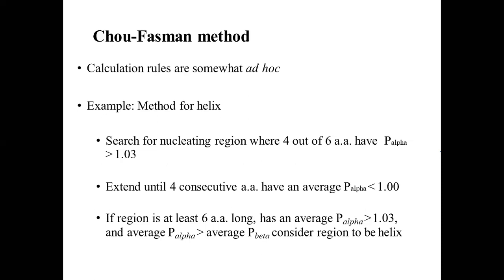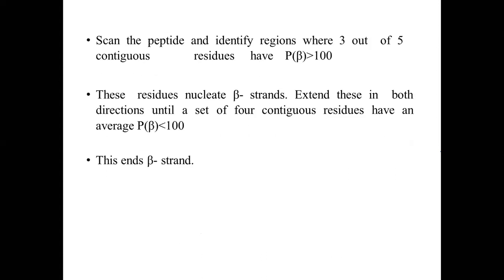Extend until 4 consecutive amino acids have an average P alpha smaller than 1. And the last concept is, if the region is at least 6 amino acids long, you have 6 amino acids in a region and it has an average P alpha greater than 1.03, and average P alpha is greater than average P beta, then it will also be considered as alpha. In the next example, the concept will be more clear, like scanning the peptide.